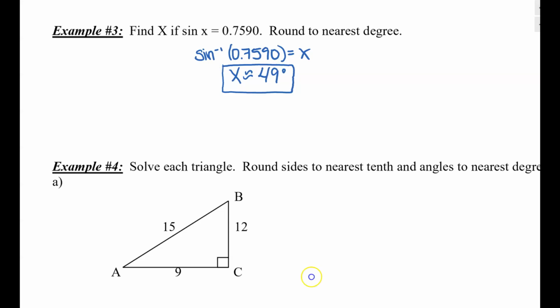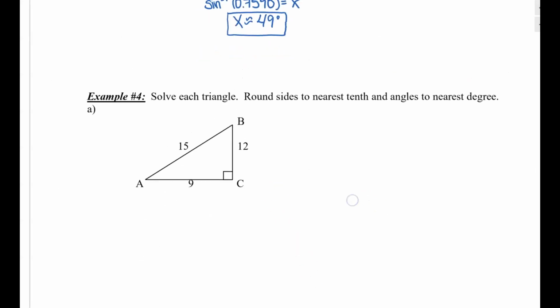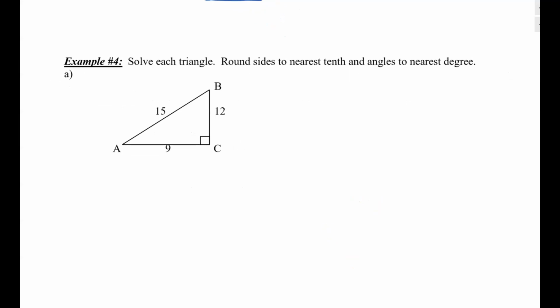Excellent. All right, last but not least, and again, this is review. We are asked to solve. If you're asked to solve, that means you need to find all the missing pieces. A triangle has 3 sides and 3 angles. In example A, we're given all the sides, so I don't need to worry about that. But I'm not given any angles. So, I'm going to use angle A first. And I need to find it, but I'm given all 3 sides. So I could use sine, cosine, or tangent.